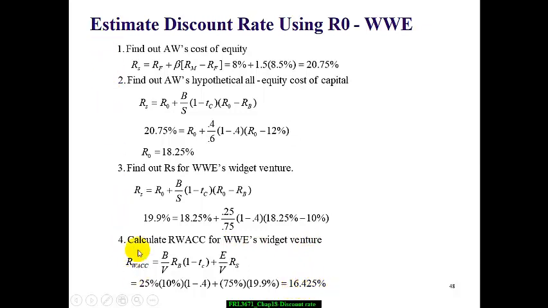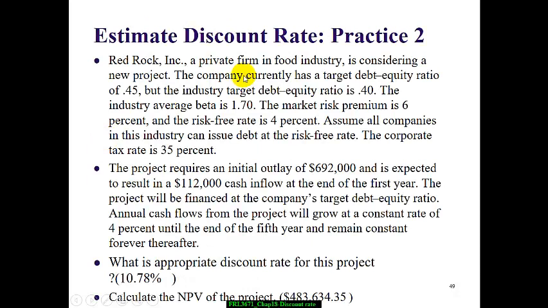Do you understand the procedure? Do you understand why we are not able to use the beta approach anymore? Because we have risky debt. So again, we want to use Proposition 2 two times. Once to unlever to get R sub-zero. Second, to level up to get the cost of equity. I have another example for you to practice on your own.